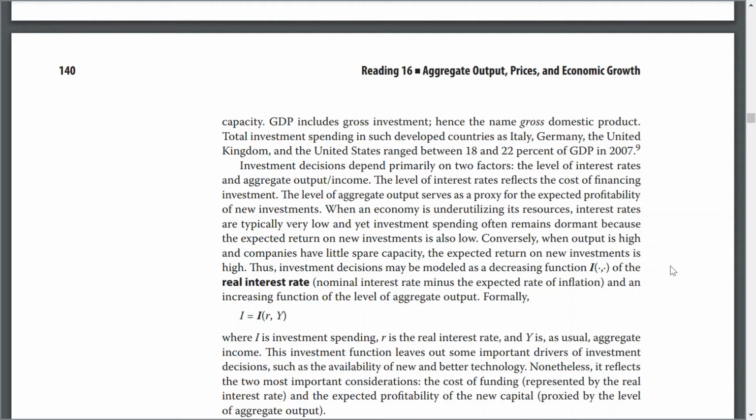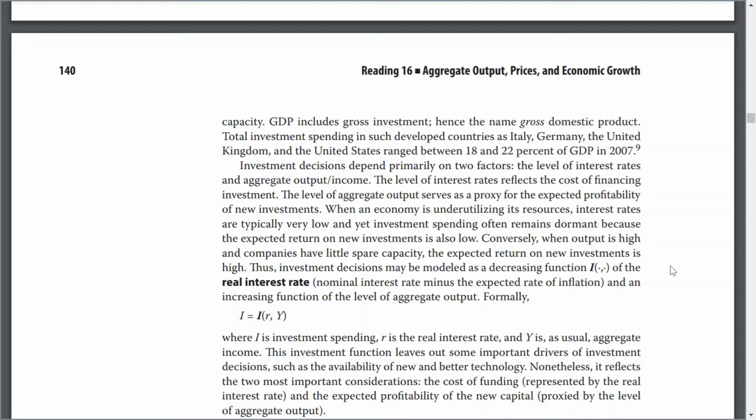Total investment spending is lower in such developed countries as Italy, Germany, and the United Kingdom. The United States ranges between 18 and 22% of GDP in 2007. Investment decisions depend primarily on two factors: the level of interest rates and aggregate output or income. The level of interest rates reflects the cost of financing investments. The level of aggregate output serves as a proxy for the expected profitability of new investments.